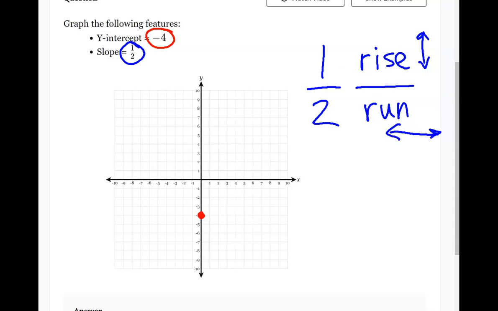So starting at this point here, you're going to travel 1 unit up because it's positive. That's a rise. 1 unit up. From there, you're going to travel 2 units to the right because it's positive. 1, 2. So again, 1 unit up and 2 units over. There's your next point. And you can keep following that pattern. Rise 1, run 2. You can keep following that pattern to graph your line.